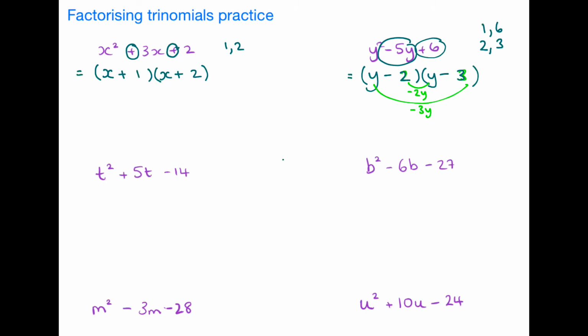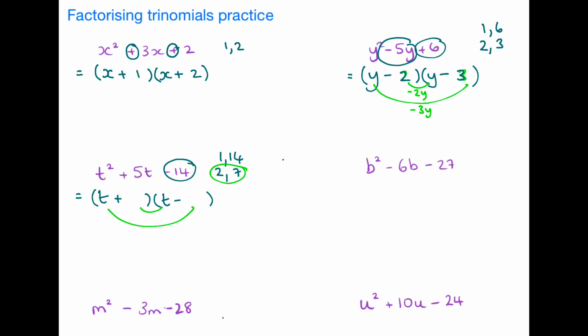Okay, so same process every single time. Two brackets, letters at the beginning, factors of the third term. Look at the sign of the third term. So that's a minus. That means the signs in the brackets have to be different. Okay? So then we think about this and this. So looking at 1 and 14 and 2 and 7, the only one of those that we can make 5 out of is this second pair here.